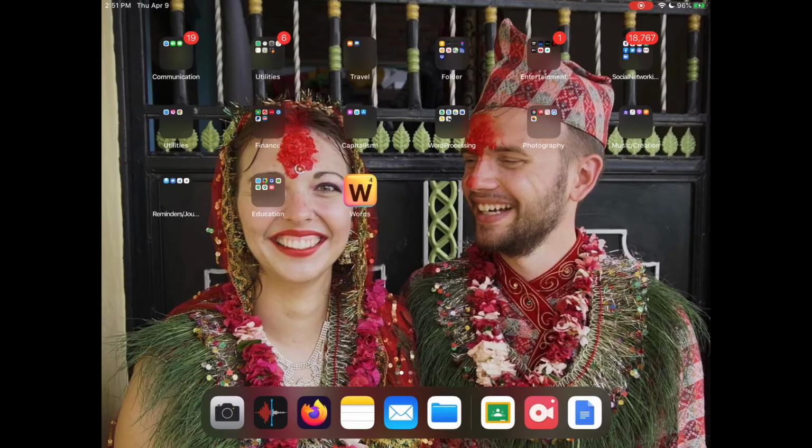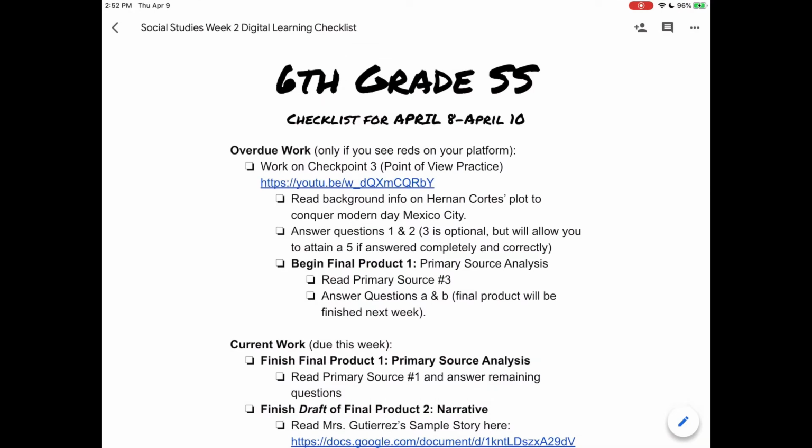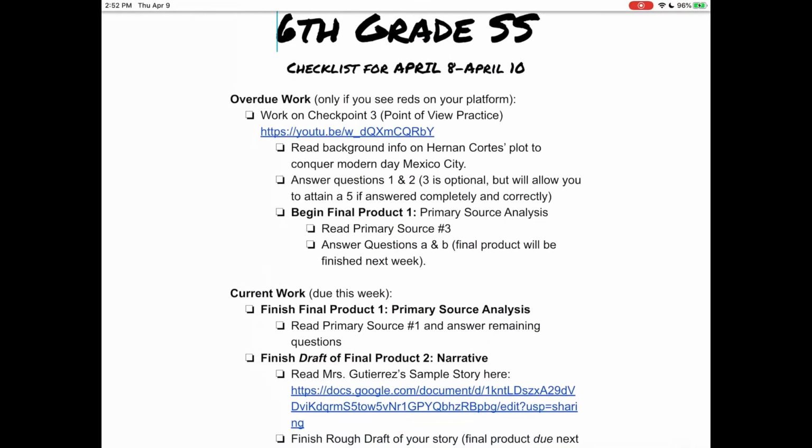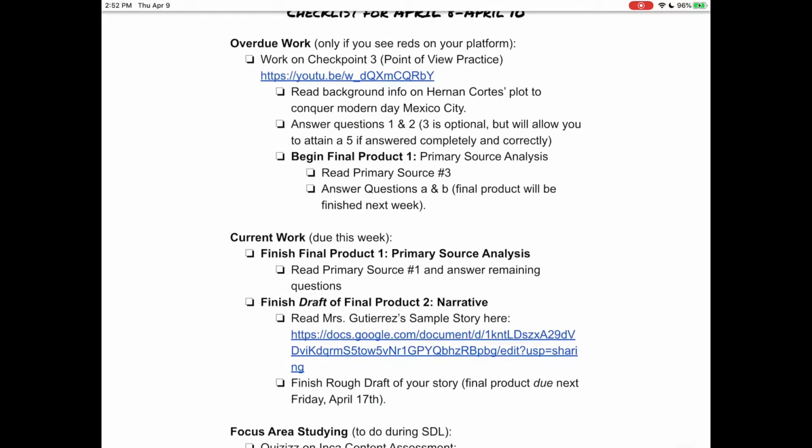All right, students, so to start class, you're going to navigate over to Google Classroom. With each class, I will always post on Google Classroom, and in those posts, I will include a checklist for what your expectations are going to be for this week. Once you click on that checklist, it's going to take you over to Google Docs, and there you're going to see what the expectations are for today.